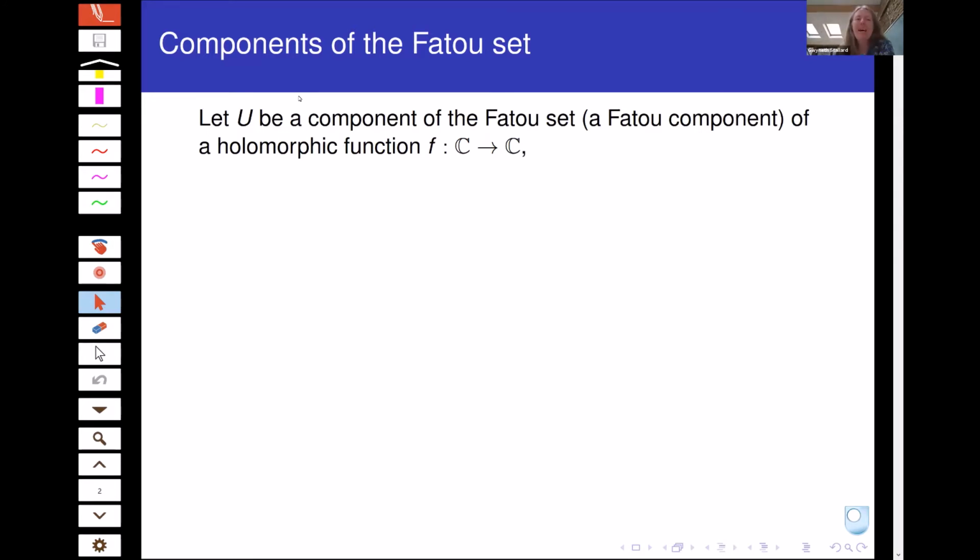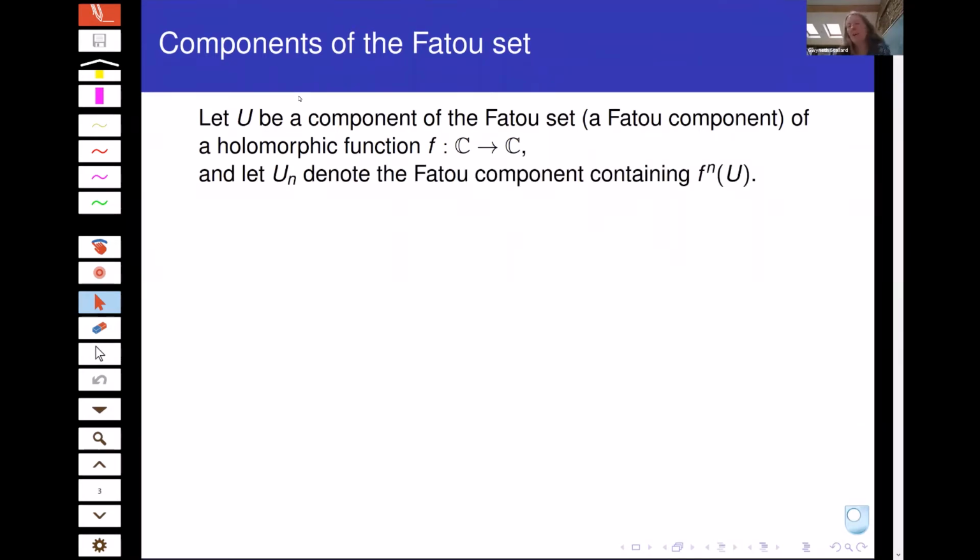Right. So what I'm talking about is wandering domains, which are a type of component of the Fatou set, and I think this is the first of many talks on wandering domains, but because I'm the first one, I'll give some of the background. So we're looking at the components of the Fatou set, and the functions we're looking at for this talk are transcendental entire functions. So we have this function mapping the complex plane to itself. And if we have a Fatou component U, then we're going to use U_n to denote the Fatou component containing f^n(U).